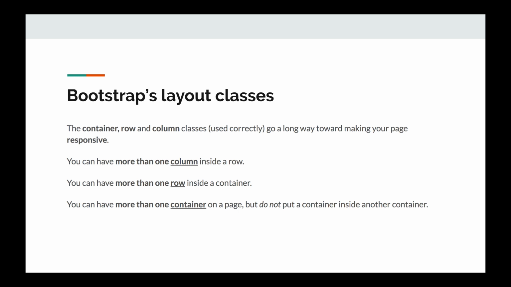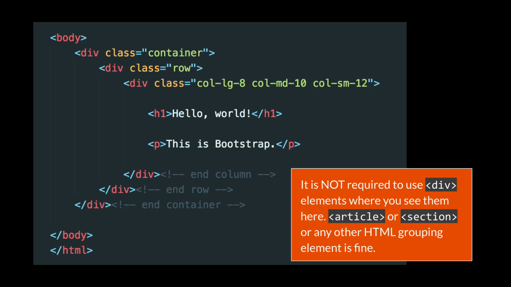So you want to make sure that when you're using a column, its element, whether it's a div, an article, a section, whatever, is inside an element with the class of row. And when you use an element with the class of row, you want to make sure that element is inside a div, an article, a section, with the class container.